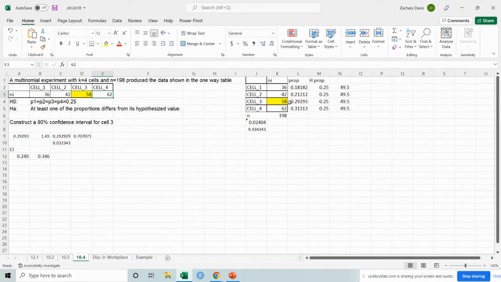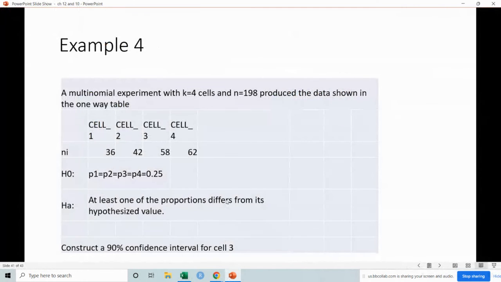So when you use this calculator, all you need to change is these values here. But that's for a one-way contingency table. See how much.